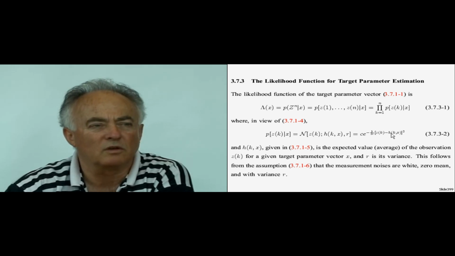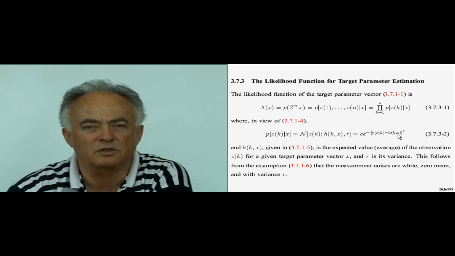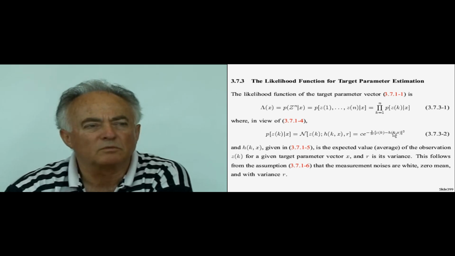Again, in the expression h, we are going to use the four-dimensional parameter vector that characterizes the motion of the object of interest. And this is the mean of the observation.